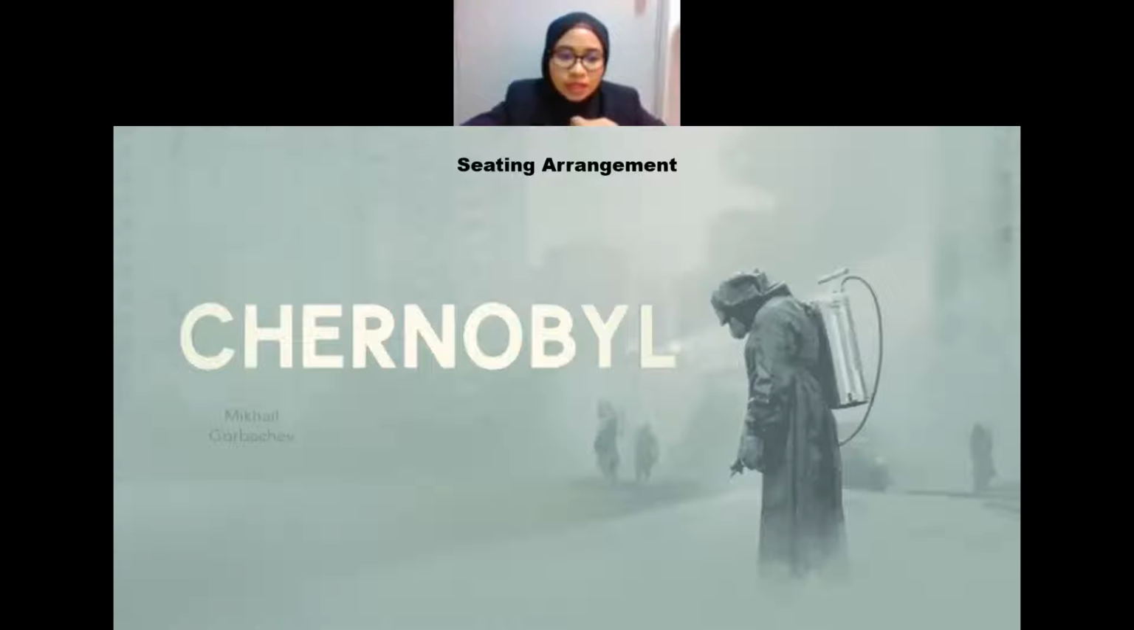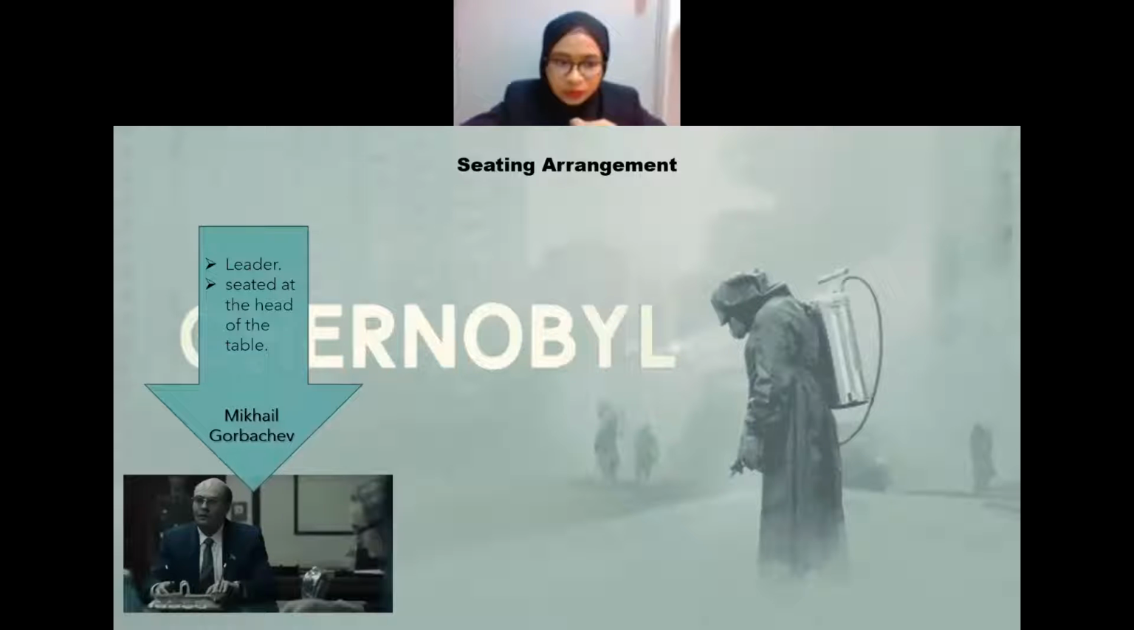First is Mikhail Gorbachev. Throughout the scene, we can see that Gorbachev is seated at the head of the table, which shows that he is the leader in the meeting, since a leader of discussion usually takes a prominent position at the head of the table.